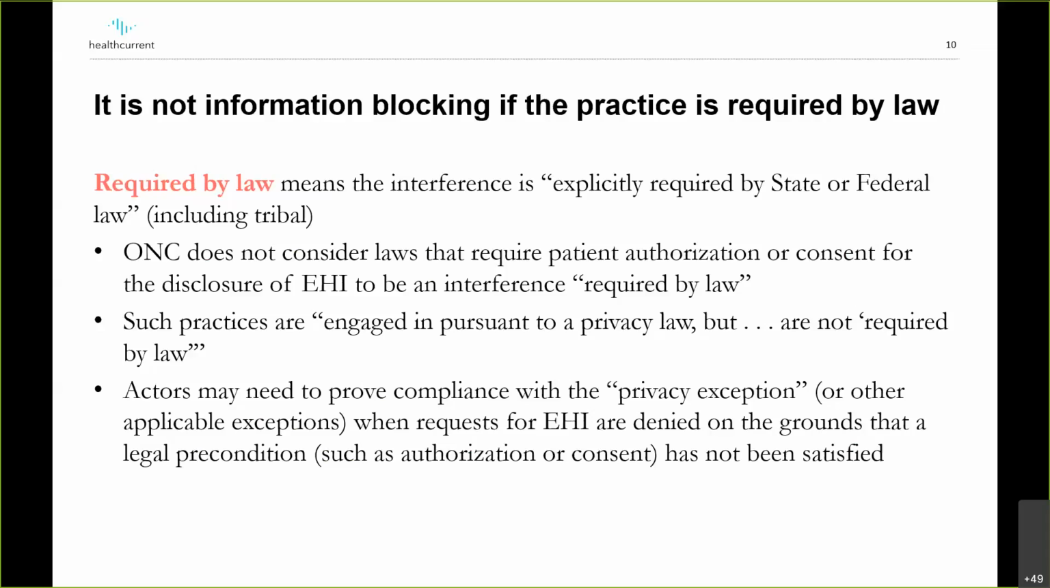So, as Mel mentioned earlier, there are two groups of categories that would allow you to defend against an information blocking claim. The first is if an action is required by law.